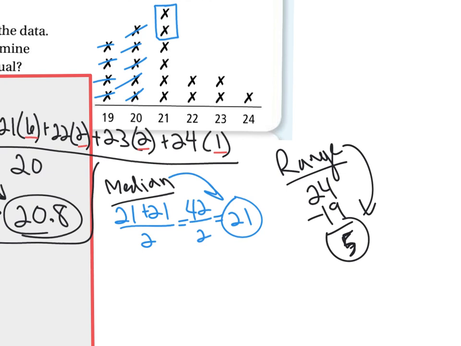And then we already talked about part B, that these were not symmetric, so the mean and median, we knew going into it, were not going to be equal.